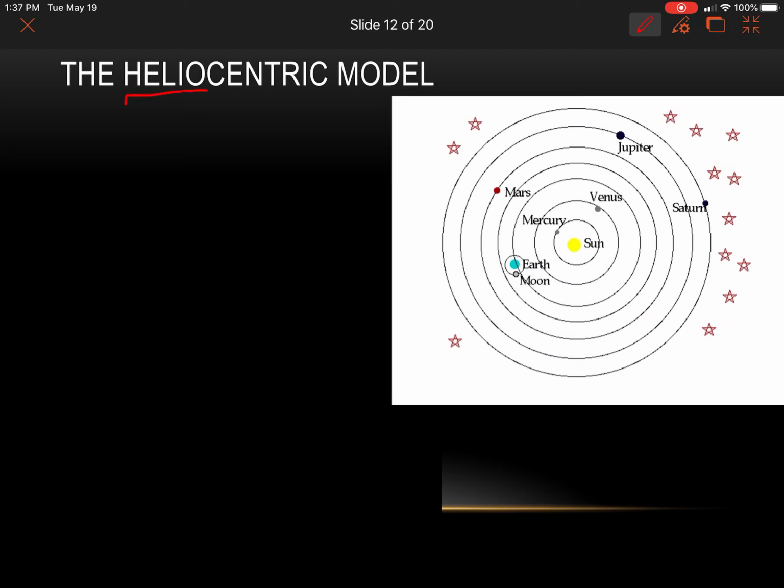So Helio, if we break apart this word, some of you will know that Helios was the sun god. And so Helio, and then centric, this would be the sun-centered model. If you look at the diagram here, we've got the sun, and then in these big circular orbits around it, we've got the other celestial bodies.